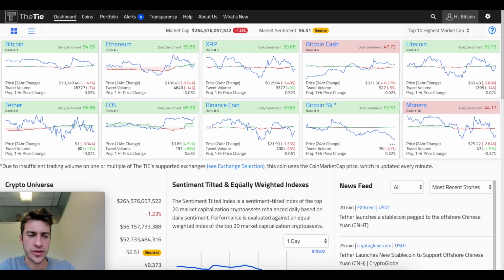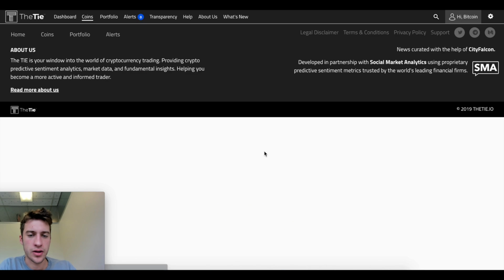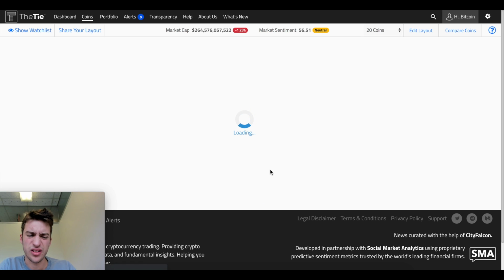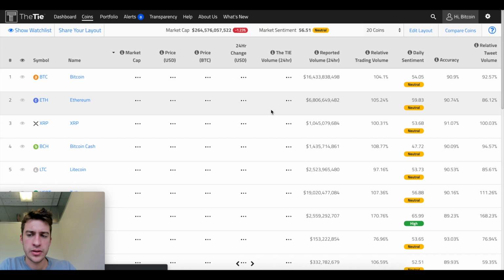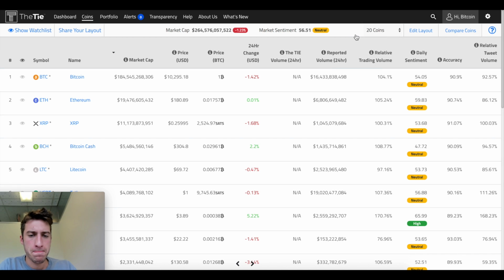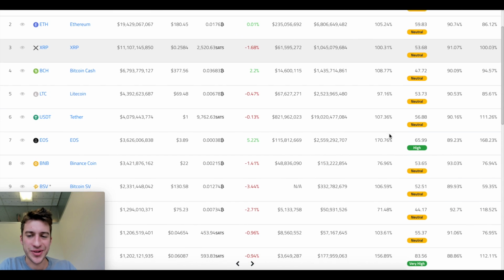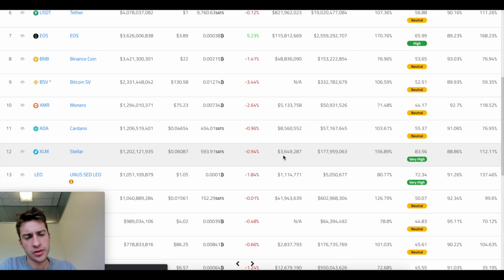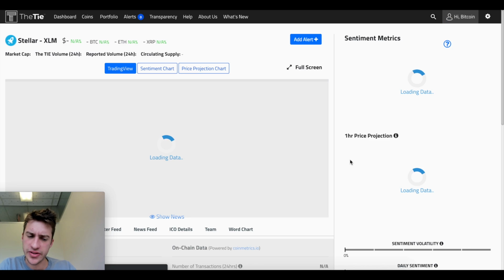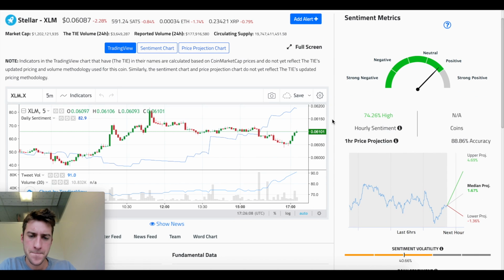I could look at something like this, which is really showing us the sentiment over all of these. I can also look at a more quantitative approach. Instead of looking at those, I could go, let's look at 20 coins. And here we go. Look at that. We can see the daily sentiment on each of these. And I just kind of wanted to look for one that has very, very high sentiment. Oh, Stellar. Perfect. What's going on with XLM here? It's got very high sentiment. A lot of people are bullish on it right now. Let's go find out why.